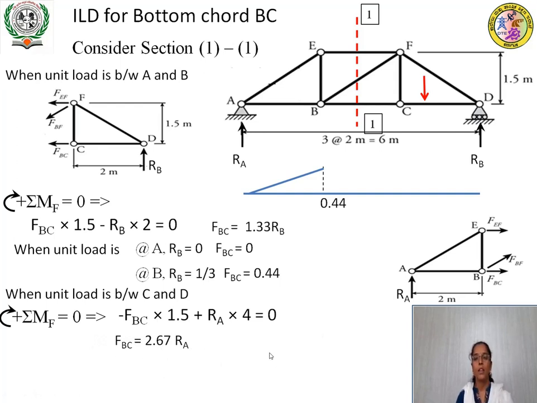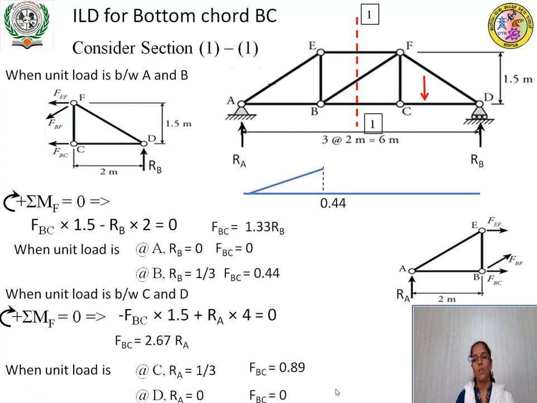Now you apply the boundary condition, that is when the unit load is at C, RA is equal to 1 by 3. Therefore, 2.67 into 1 by 3 will be equal to 0.89. Force in member BC is equal to 0.89. And at D, RA is equal to 0. Therefore, force in member BC will be equal to 0.